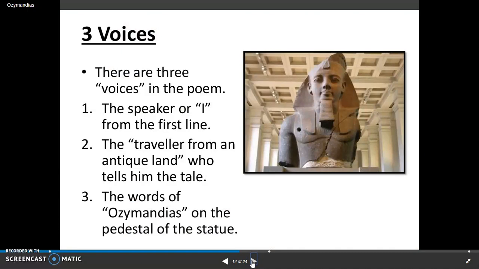So there are three voices in the poem: the speaker, the "I" from the first line; the traveller from an antique land, who tells them the tale; and the words of Ozymandias on the pedestal of the statue.